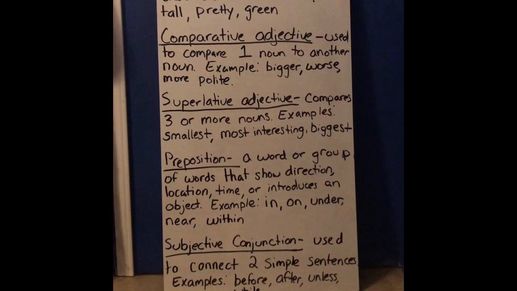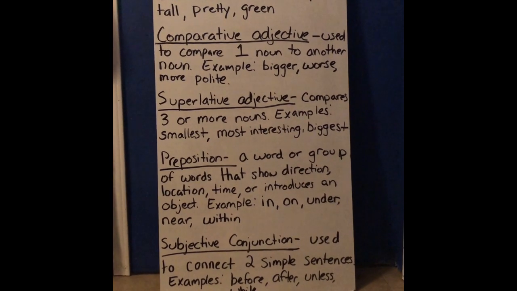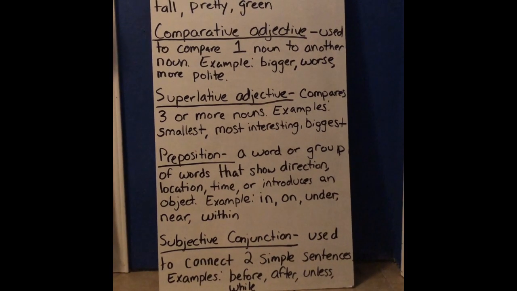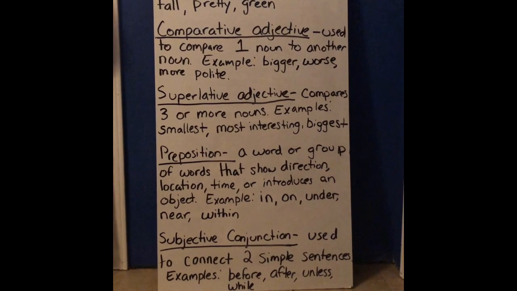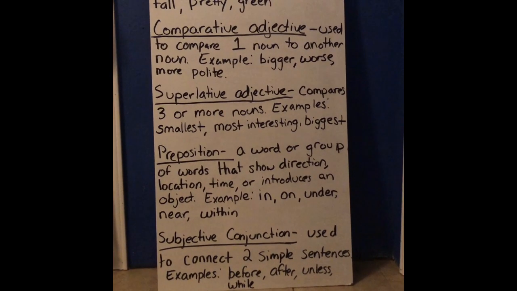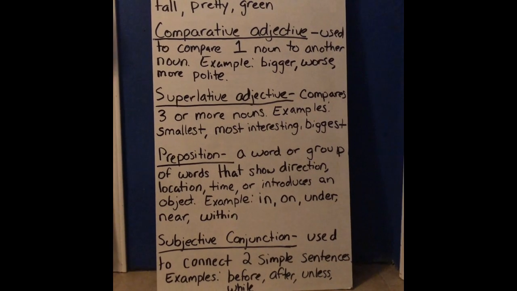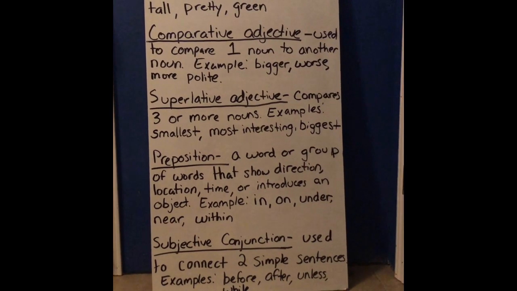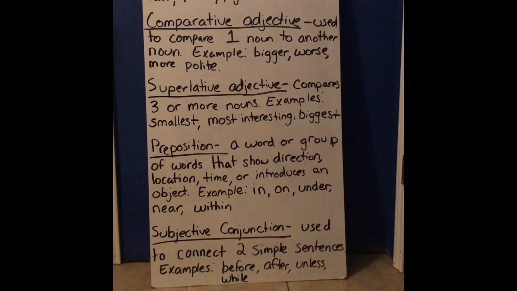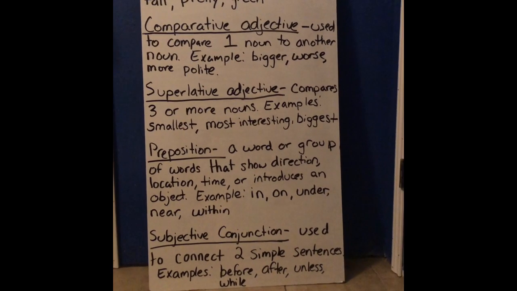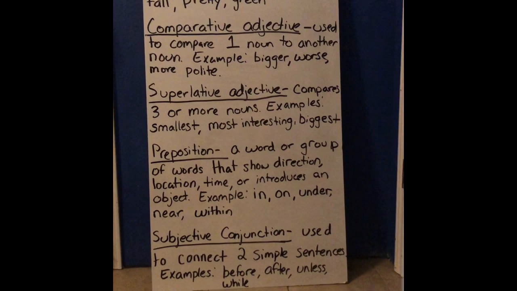A pronoun is a word that takes the place of a noun. An example would be I, me, he, it. An adjective is a word that describes a noun. Examples: tall, pretty, green. A comparative adjective is used to compare one noun to another noun. Examples would be bigger, worse, more polite. A superlative adjective compares 3 or more nouns. Examples would be smallest, or most interesting, or biggest.